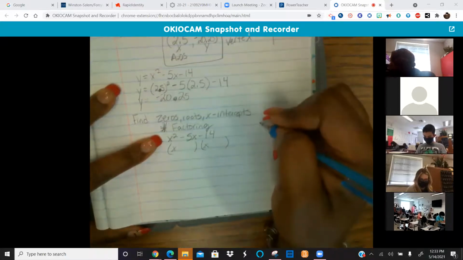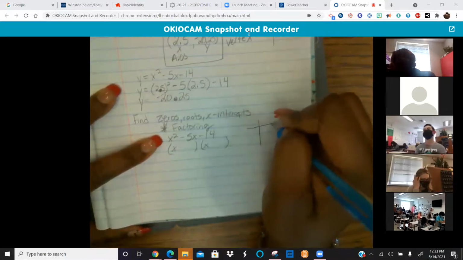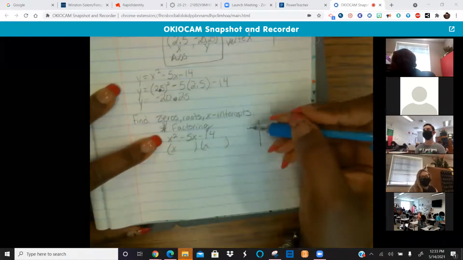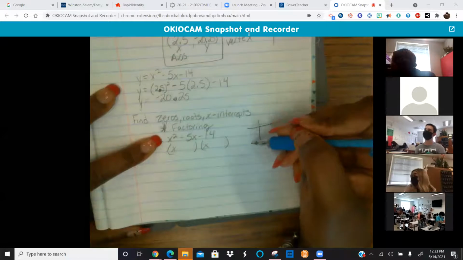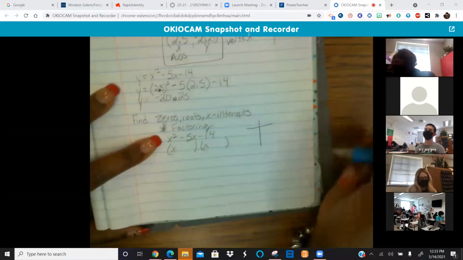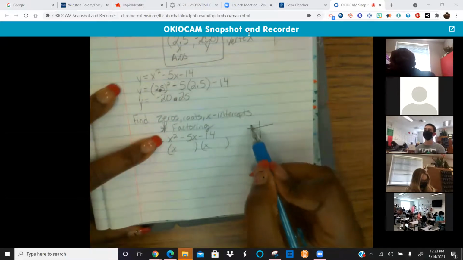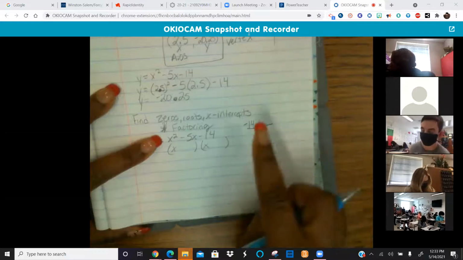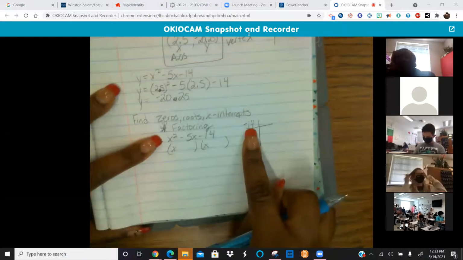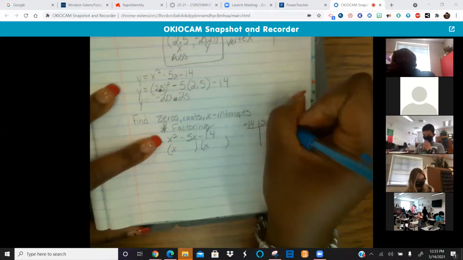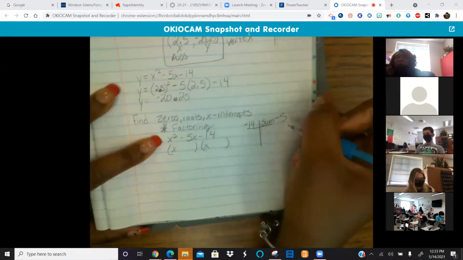Now we're going to make a table. What are we going to put here in the table? What are we going to put here at the top? Negative 14. So we find two numbers that can be multiplied to get negative 14, but gives us a sum of what? Negative 5.